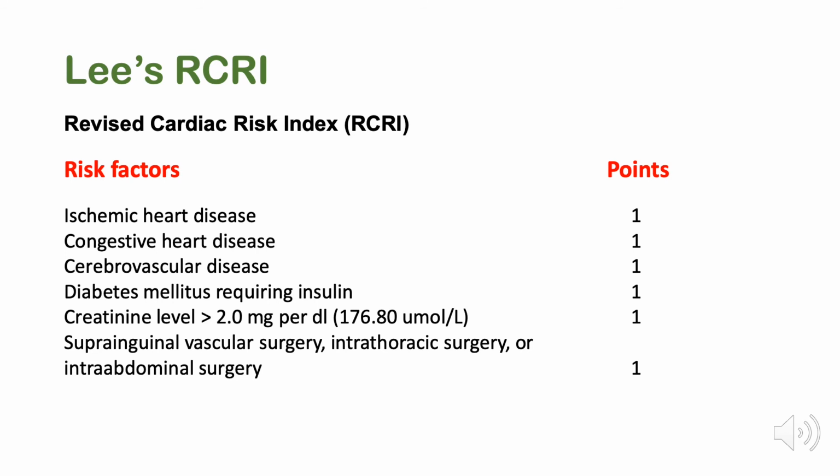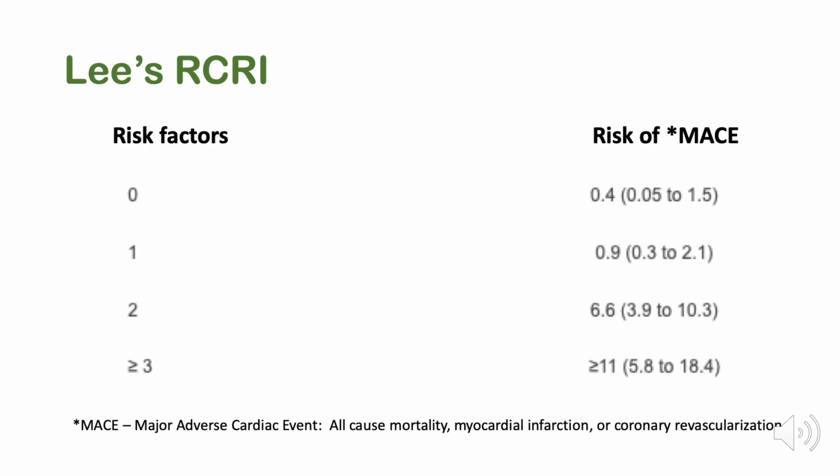Another risk stratification is the Lee's Revised Cardiac Risk Index. This is an update of the Goldman Cardiac Risk Index and is a validated method to assign perioperative risk using readily available clinical variables. As mentioned before, it includes 5 clinical risk factors plus 1 procedural risk factor. The 5 clinical risk factors include ischemic heart disease, congestive heart failure, cerebrovascular disease, diabetes requiring insulin, creatinine level of more than 2 milligrams per deciliter, and the procedural risk factor like suprainguinal vascular surgery, intrathoracic or intra-abdominal surgery. Each of these risk factors is allotted 1 point each.